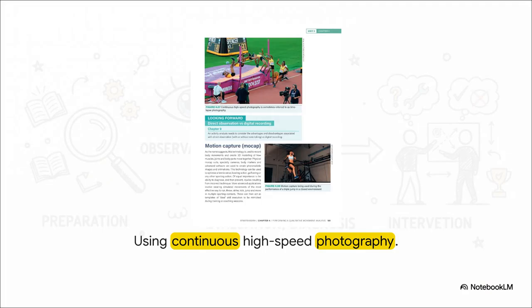You know, modern observation has evolved way past just standing there taking notes on a clipboard. Look at this. Continuous high-speed photography can freeze a massive, lightning-fast sequence, like a high jumper clearing the bar, into highly measurable, distinct parts. When a movement literally happens in the blink of an eye, tech like this lets us study the precise sequencing of every single body segment.